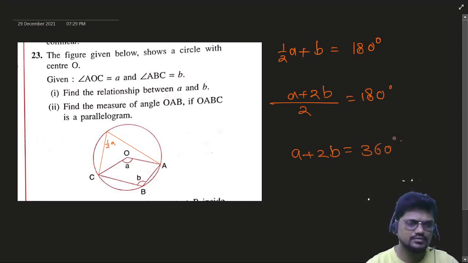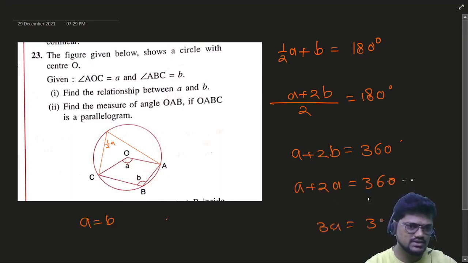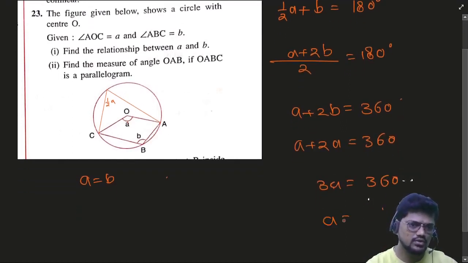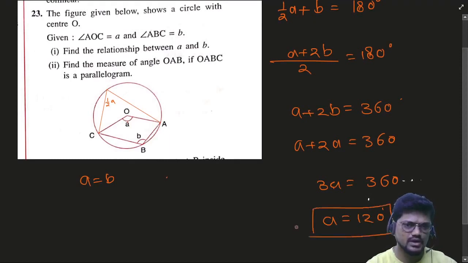Now once A plus 2B is 360, find the measure of angle OAB if OABC is a parallelogram. See, if OABC is a parallelogram, then opposite angles will be equal, no? That is, A will be equal to B. So I can write A plus 2A will be equal to 360. So 3A will be equal to 360. So A will be equal to 120. Are you getting it?